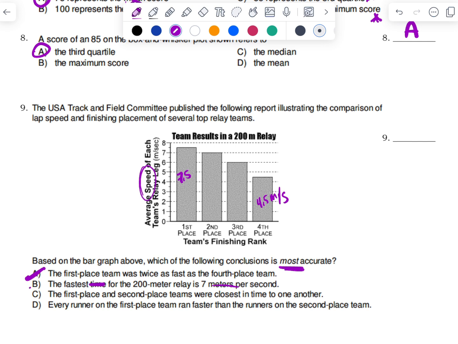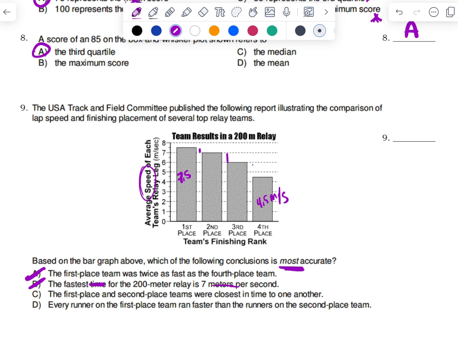And then C says the first place and second place teams were closest in time to one another. Okay, these were 0.5 apart. These are 1 apart. And these guys are 1.5 apart. So that seems true.